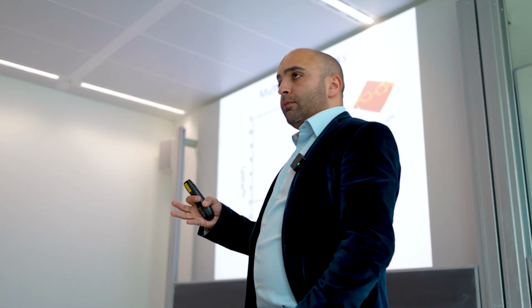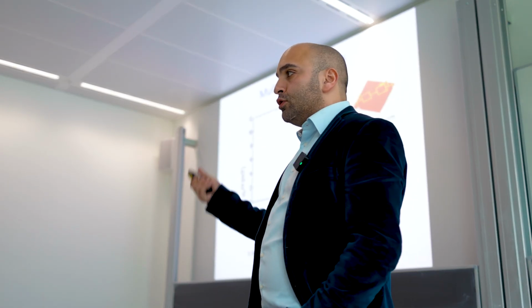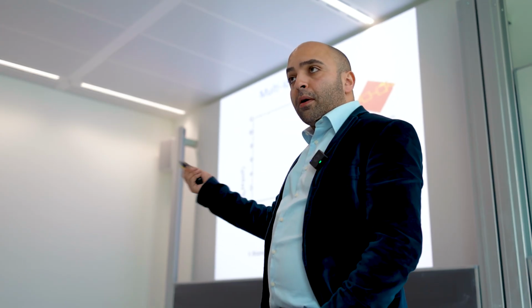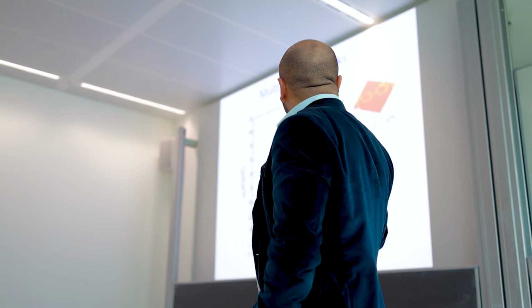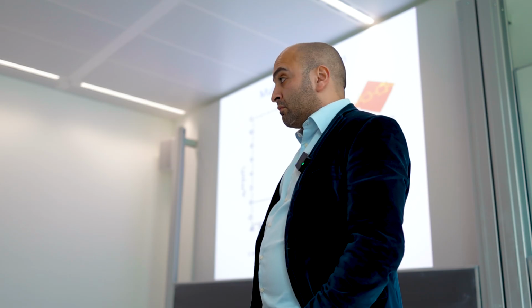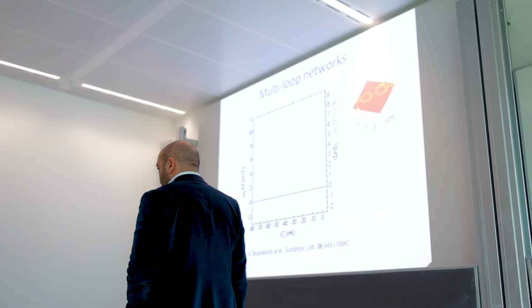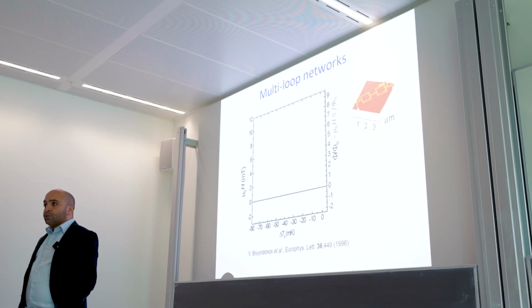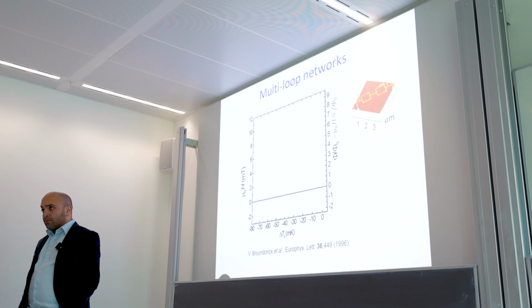You guys saw how, if you have a single loop and you apply a field, you get these Little-Parks oscillations. Now what if instead of one loop you have two loops? What's going to happen there? First of all, would you still see Little-Parks oscillations? Who says yes? Okay, who says no?